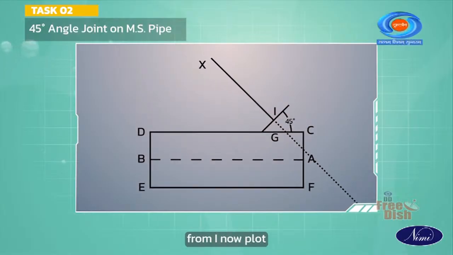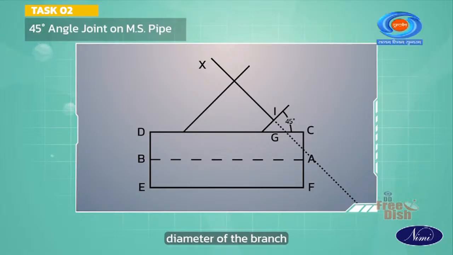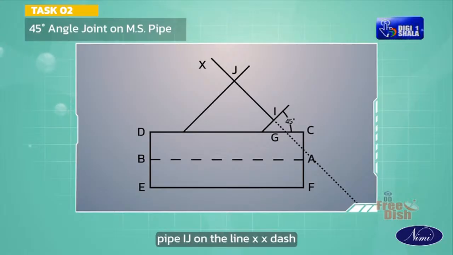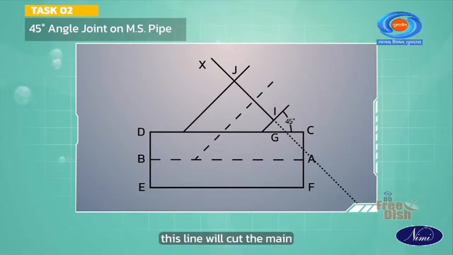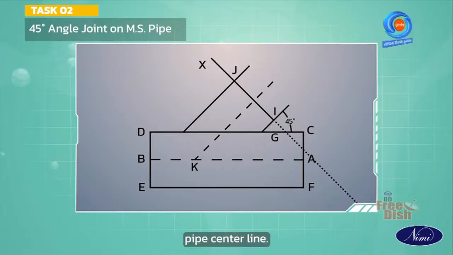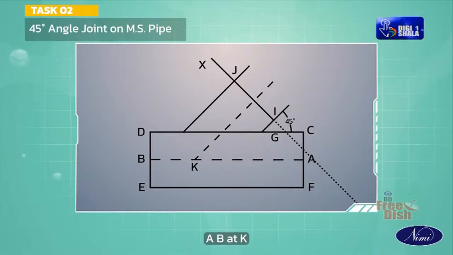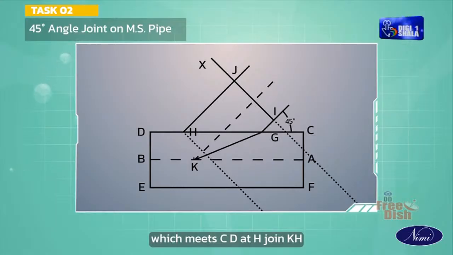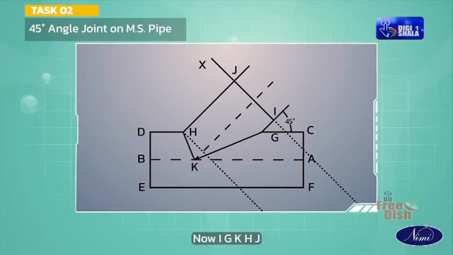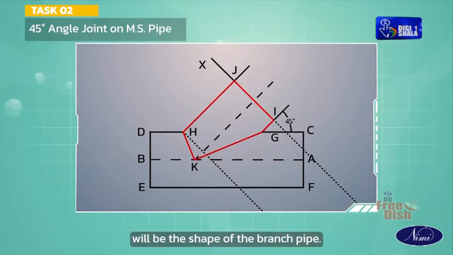From I, now plot the outside diameter of the branch pipe IJ on the line x dash. Draw a center line for the branch pipe. This line will cut the main pipe's center line AB at K. Join GK. Draw a perpendicular line to GK at K which meets CD at H. Join KH. Now, IGKHJ will be the shape of the branch pipe.